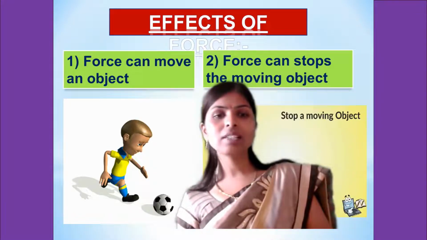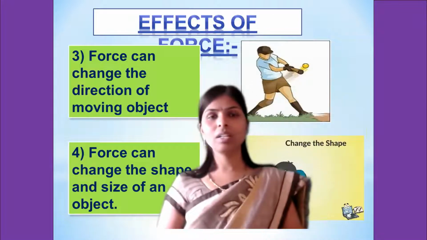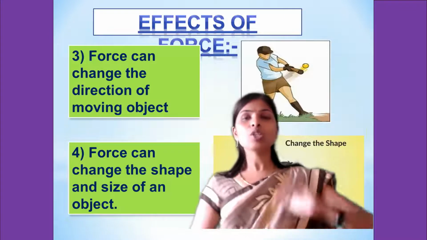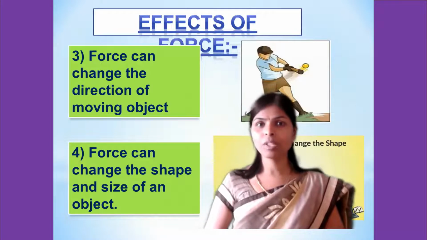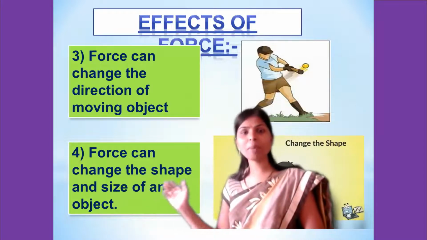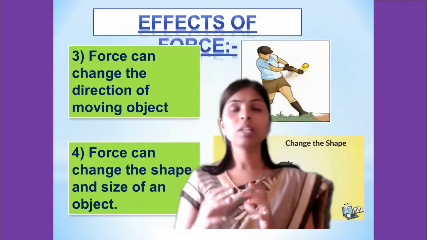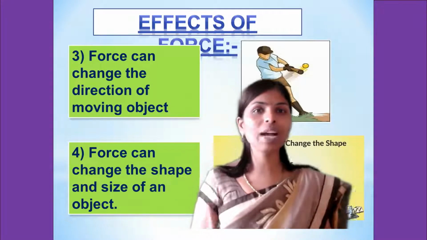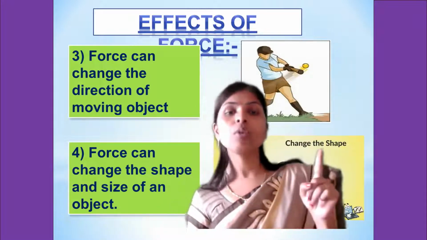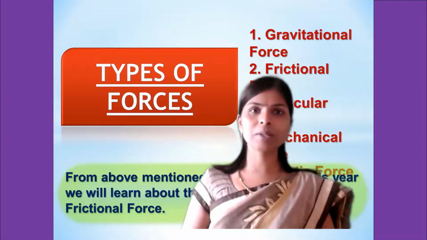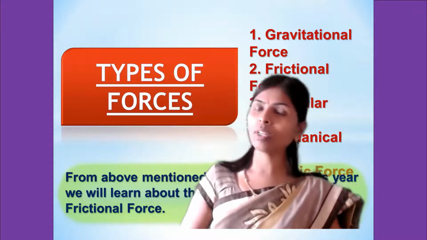Third effect, that is, force can change the direction of a moving object. It means that when we are throwing a ball, by applying the force we can change the direction of the moving object. Fourth one, a force can change the shape and size of an object. As we know, when we are blowing a balloon, we can change the shape of that object. We can change the size of the object. It means that by applying force, we can change the shape and size of an object. So dear students, in this way, we have learned the different effects of force on different objects.